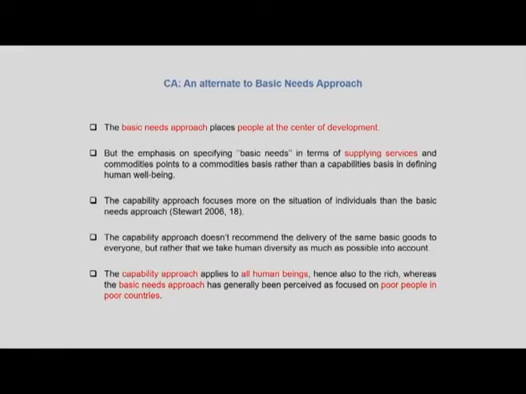It does not recommend the delivery of the same basic goods to everyone, but rather that we take human diversity as much as possible into account, and it applies to all human beings, hence also to the rich, whereas the BNA has generally been perceived as focused on poor people in poor countries.